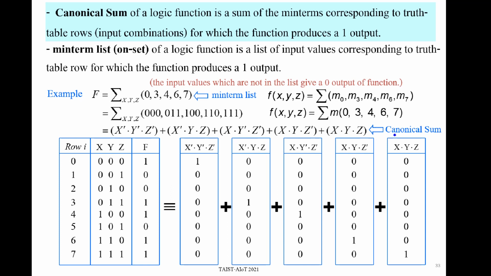This expression is called canonical sum, sum of products, sum of minterms. Or you can write it in short form with sigma and write in binary the values of x, y, z that make the output become 1, or write in decimal form. Or write in this style also, with lowercase m showing the value of x, y, z in decimal that makes the function become 1. This is called the minterm list or onset.